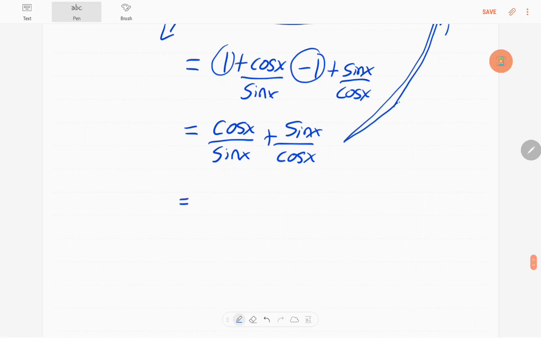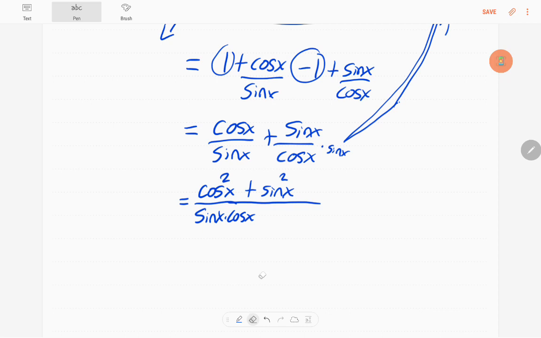To add them, I'd have to get the same denominator. So that means I'd multiply the left piece by cosine, so I have cosine of x squared over sine of x times cosine of x. And then I multiply this piece here by sine of x, so this would be plus sine of x squared. And now I have a common denominator, so I can add them.